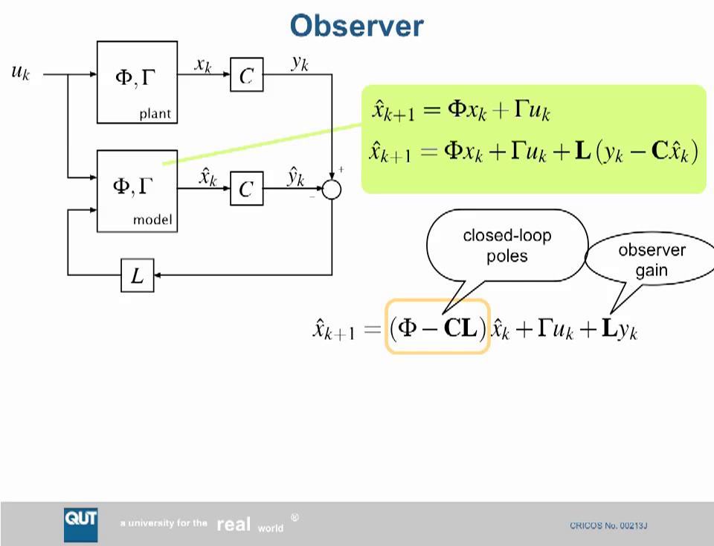And that's really a summary. You want them to be faster than the closed loop plant poles. You want them to be inside the unit circle.